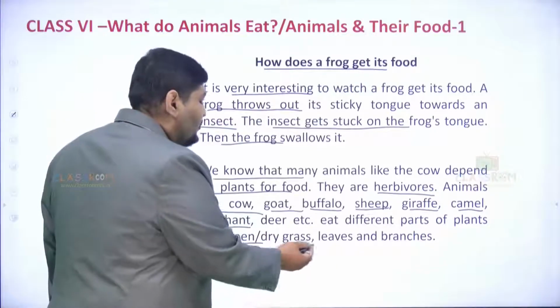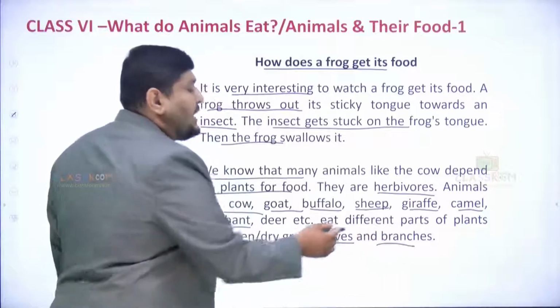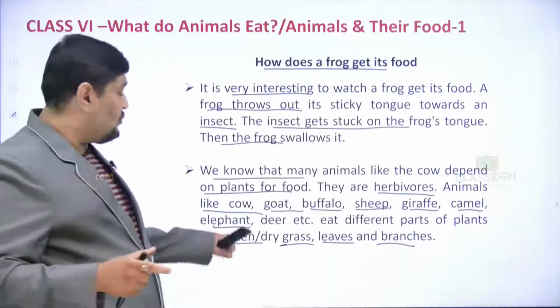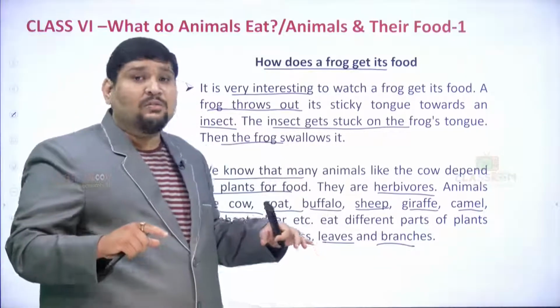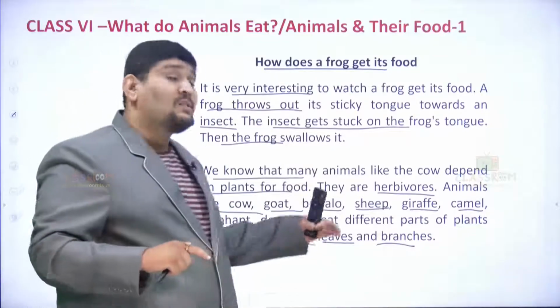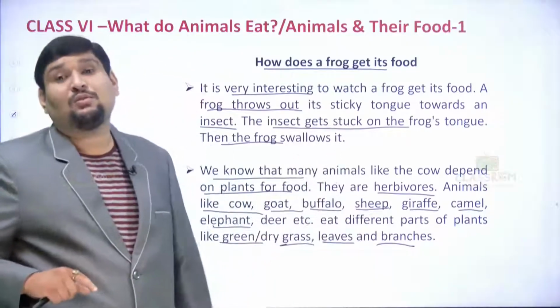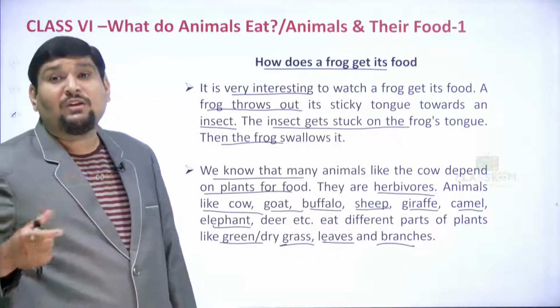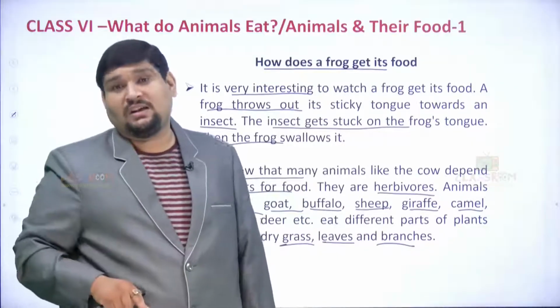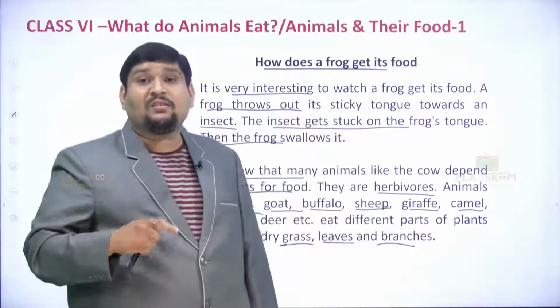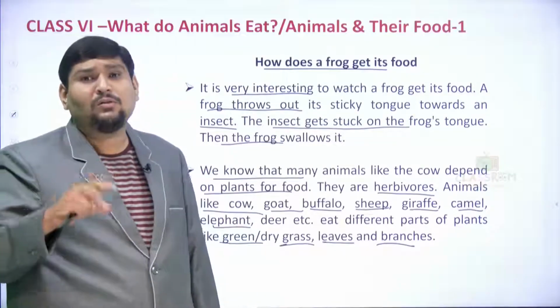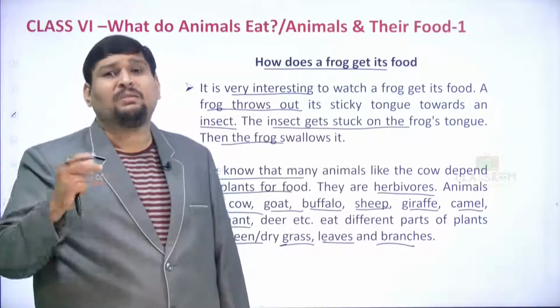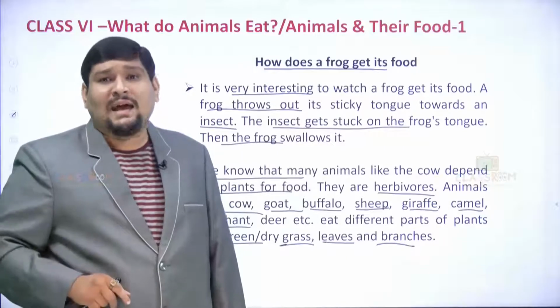It's like green or dry grass, leaves and branches. So they try to go with these plant products which you can find. It can be green or dry grass, leaves, branches. Elephants also mostly eat branches of plants directly, and some only the dry leaves and some only the grass. So all those are the plant products which we find mostly being eaten by different animals, which we call herbivores.